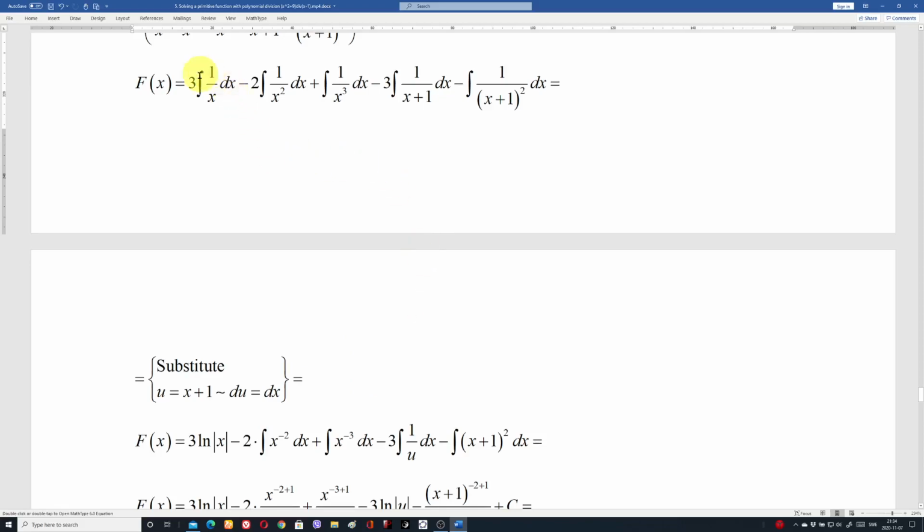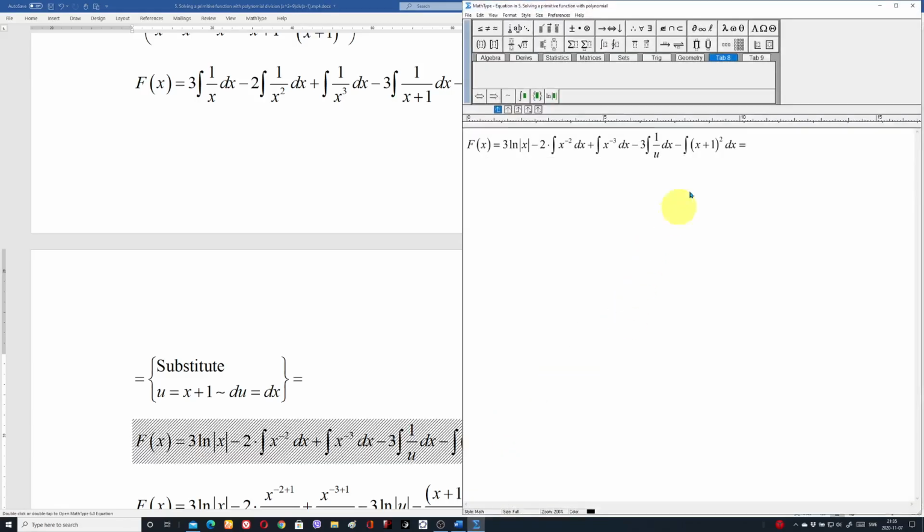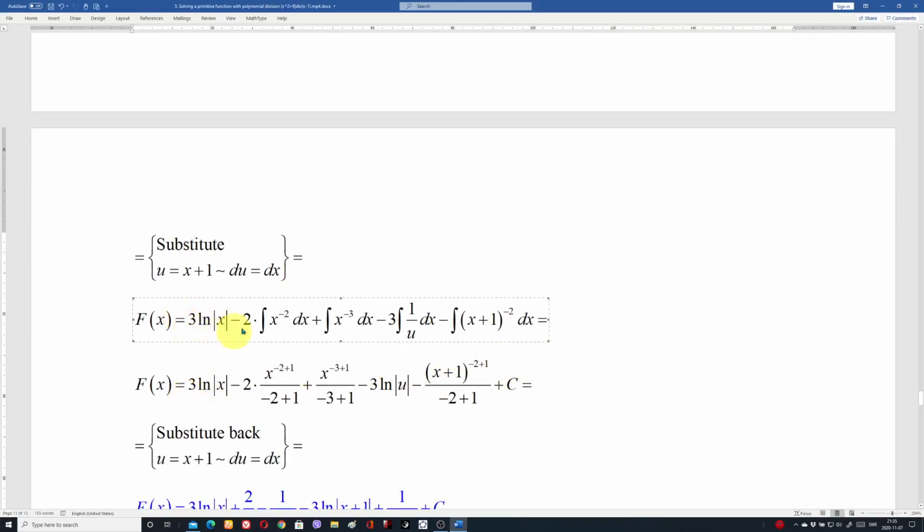But let me see now. The first one here is the 3. 1 divided by x gives the ln absolute value of x. Minus 2, but this x, when I'm taking in the numerator, divided by 1 will be the minus 2 dx plus x power 3 coming in the numerator, and will be minus 3 dx minus 3. And here coming this substitution, which is 1 divided by u, and this one should give you the ln after that. And here we have x plus 1. But here I must put 1 minus. Okay. So the first one is finished.